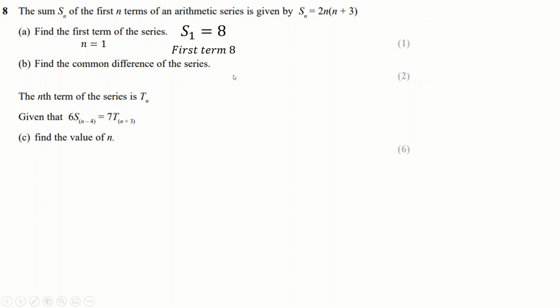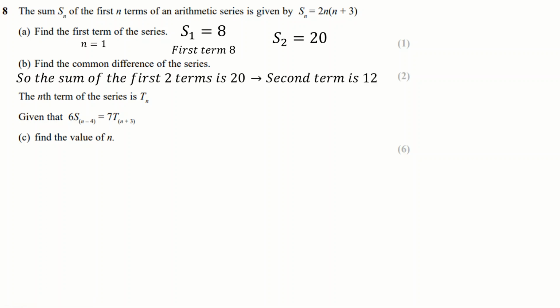The common difference, well, if I find the sum of two terms, by putting 2 into here, 2 times 2 is 4, times 5 is 20. The sum of two terms is 20, the first two terms. I know the first term is 8, which means the second term must have been 12, which means the difference from 8 to 12 must have been 4. So that was my logic.